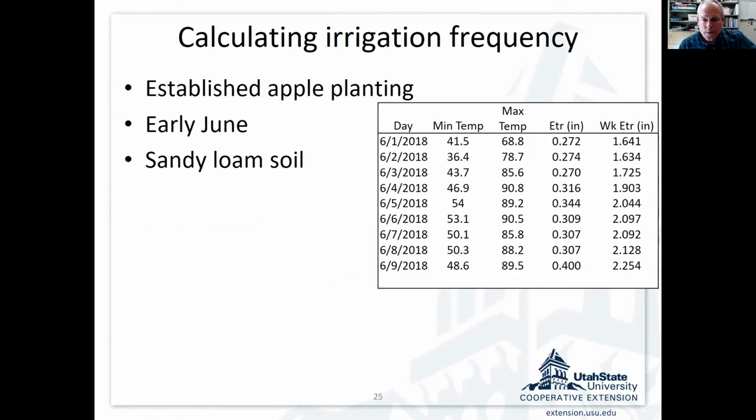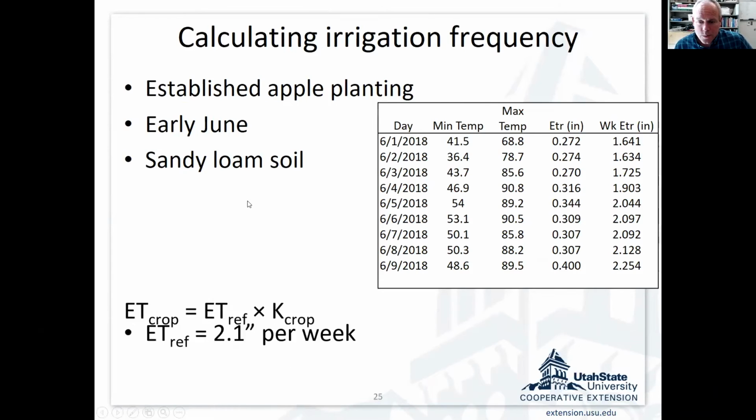So I'm just going to run through kind of an example. So we'll just make a scenario, an established apple planting. This is now early June. We have a sandy loam soil. So the first thing we're going to do, we're going to go to one of these weather stations, look at what our ET is for the past week or 8 days or whatever. We'll see that maybe we're running at about 2.1 inches per week. Okay, so that's one component. We know our reference ET is 2.1.